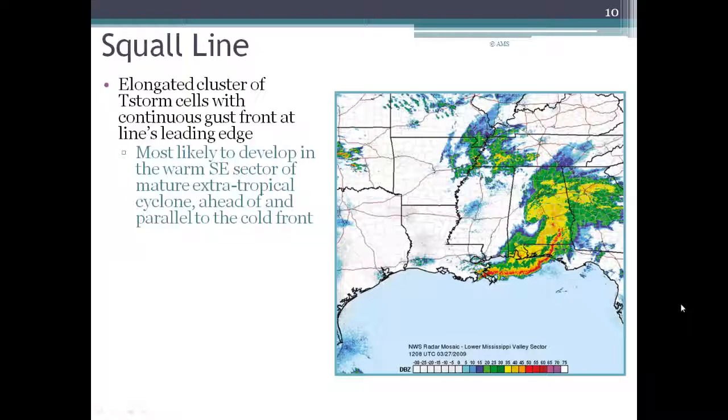A squall line is an elongated cluster of thunderstorm cells with a continuous gust front at the leading edge of typically a cold front. So here's a radar image that shows a squall line, and you can see the intense line of thunderstorm development. These are typically associated with a mature mid-latitude cyclone, like we spoke about in a previous chapter, which are these big comma-shaped storm systems that we get. We don't see the satellite imagery here, we're just seeing the radar, so we don't see all the cloud cover, but we definitely see the cold front here, and right out front of it is the squall line of intense thunderstorms.